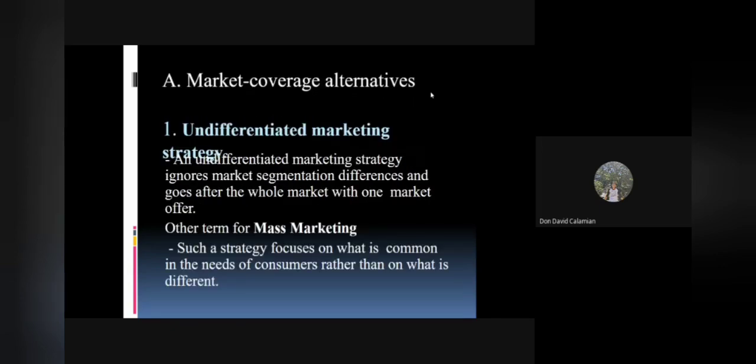Muna siya ang mga market coverage alternatives. First is undifferentiated marketing. An undifferentiated marketing strategy ignores market segmentation differences and goes after the whole market with one market offer. A company does not consider market segment differences and instead tries to approach the whole market with one offer. Example ani niya is kanang mga toothpaste, rice, bottled water, basically anything mass produced and consumed by the mass.